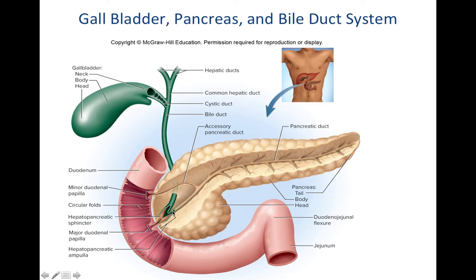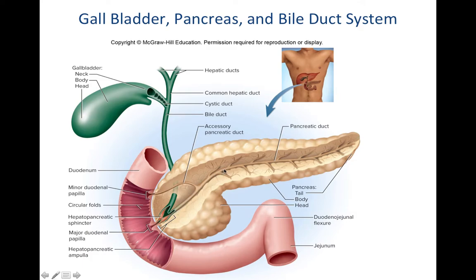They will all go through this hepatopancreatic ampulla, through that sphincter, and then out the major duodenal papilla into the small intestine. And so all of those juices can help mix with your chyme at that point and help digest it.